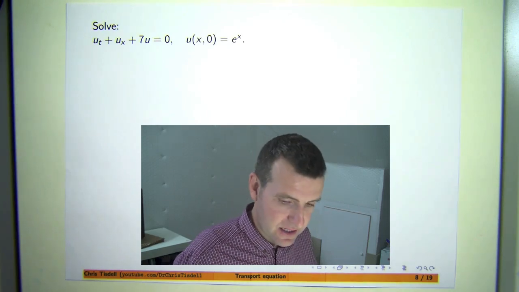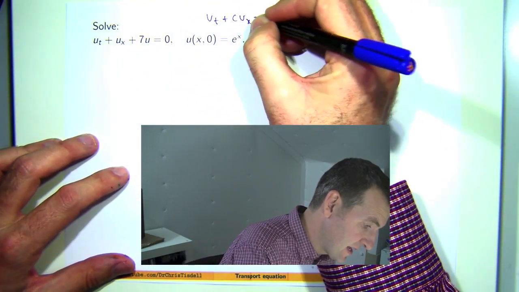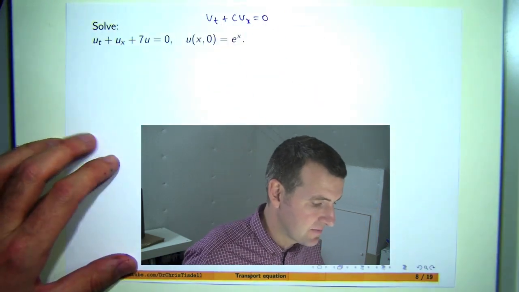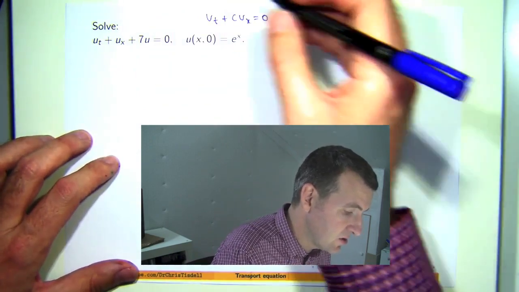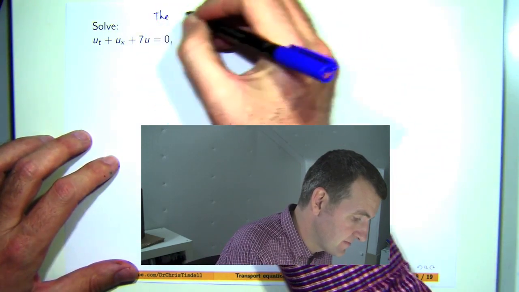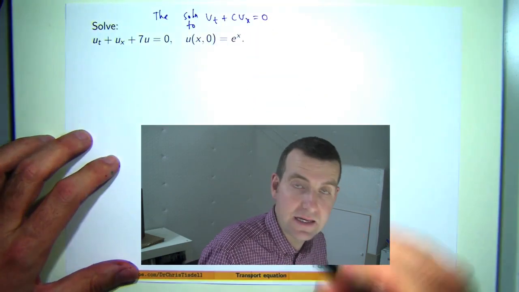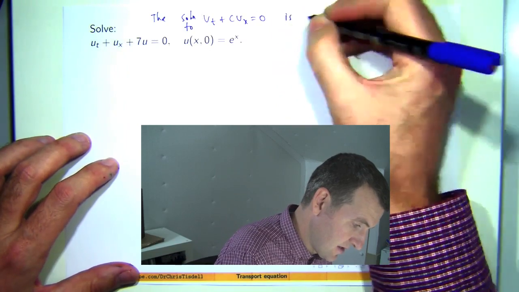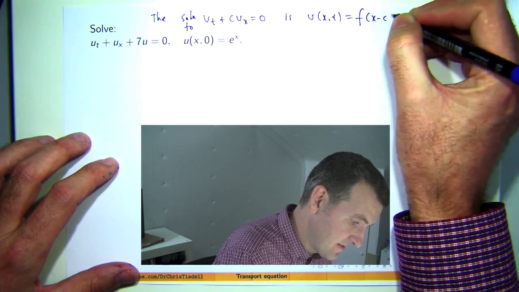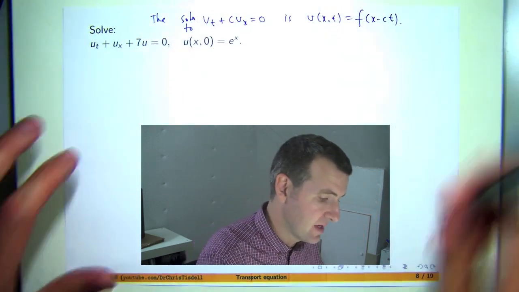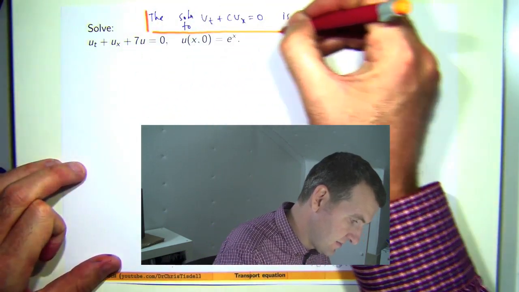Now the transport equation, the simple one that we've been looking at, is something like this, where v is a function of x and t and c is a constant. And the solution to this PDE is the following general form, where f is an arbitrary but differentiable function. I've discussed that in other videos.